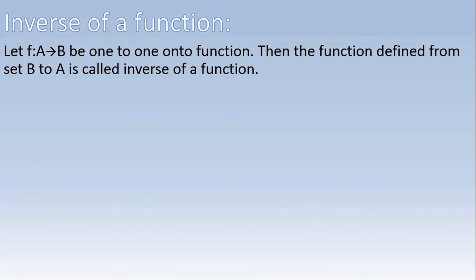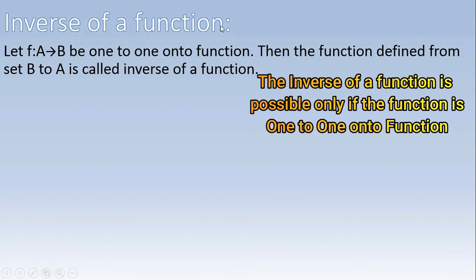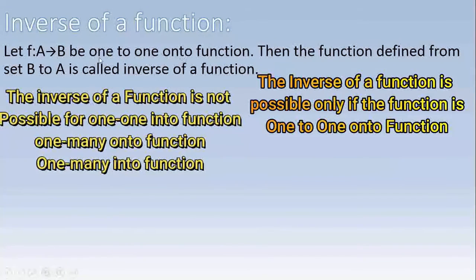Let f: A to B be a 1 to 1 onto function. It is to be noted here that the inverse of a function is only possible when the function is 1 to 1 onto function. The inverse of a function is not possible when it is a many to one onto function or 1 to 1 into function.